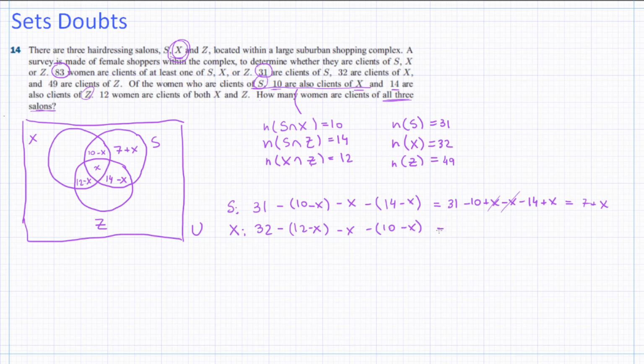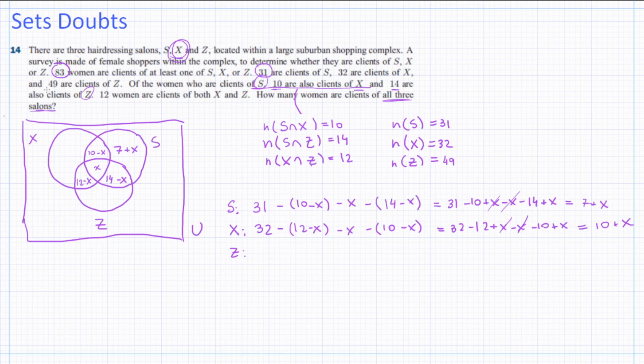So if you want to find just this part here, you will have to subtract them. So if we follow this through, we'll have 32 minus 12 plus X minus 10 plus X. So we can again get rid of some X here, and what we have is 32 minus 12 minus 10 plus X. So this is simply 10 plus X. That's fair enough.